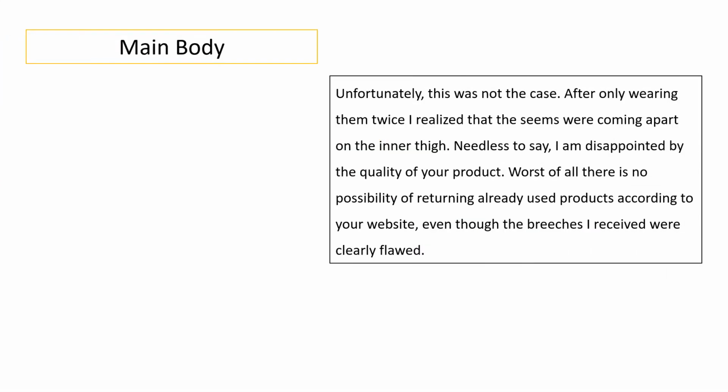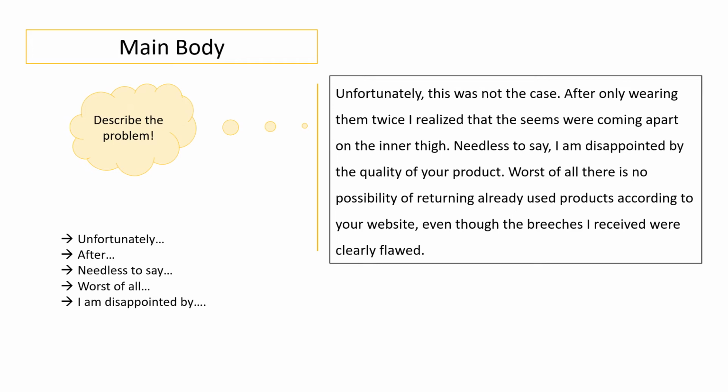In the main body of the formal email, you state the problem in detail. Explain the reason you're writing to them. Again, there are a few useful phrases and sentence starters you should always keep in the back of your mind, so you can apply them in your text whenever necessary. Unfortunately, this was not the case. After only wearing them twice, I realized that the seams were coming apart on the inner thigh. Needless to say, I'm disappointed by the quality of your product. Worst of all, there is no possibility of returning already used products, according to your website, even though the breeches I received were clearly flawed.